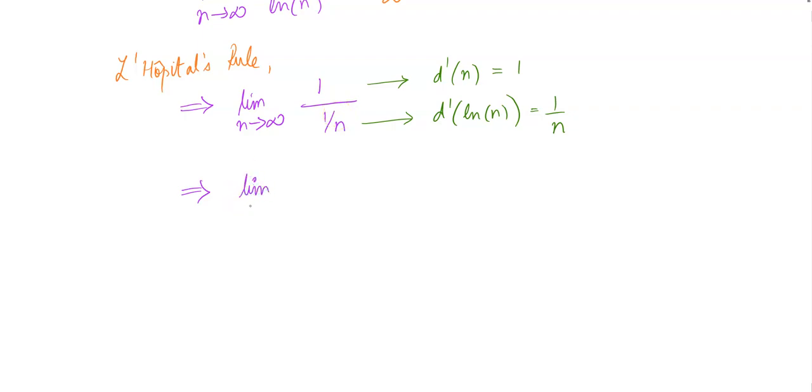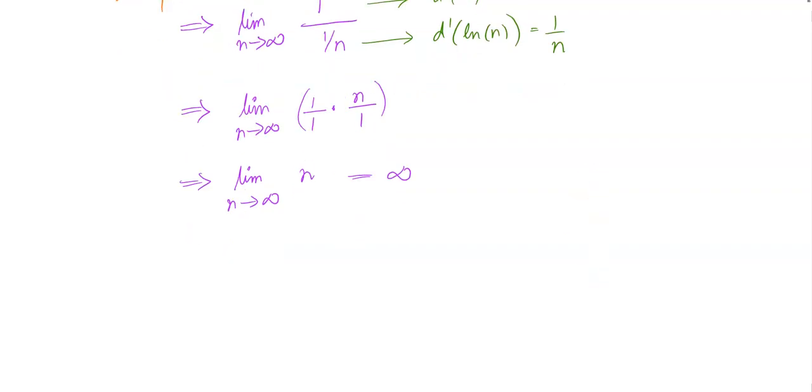So use the complex fraction technique to flip the denominator and multiply it to the numerator. So that would be the limit as n approaches infinity of n, and when you apply the limit for n, you get infinity as the answer. This is totally fine. You can't just have infinity over infinity.